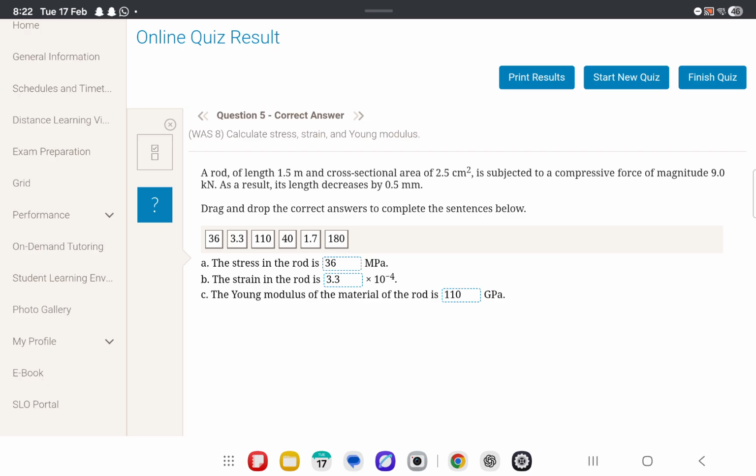So they told me a rod of length 1.5 meters and cross-sectional area of 2.5 centimeters squared is subjected to a compressive force of magnitude 9 kilonewton. As a result, its length decreases by 0.5 millimeter. Now, they want the stress in the rod.